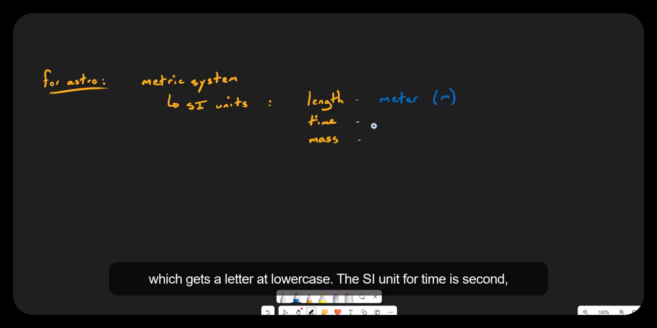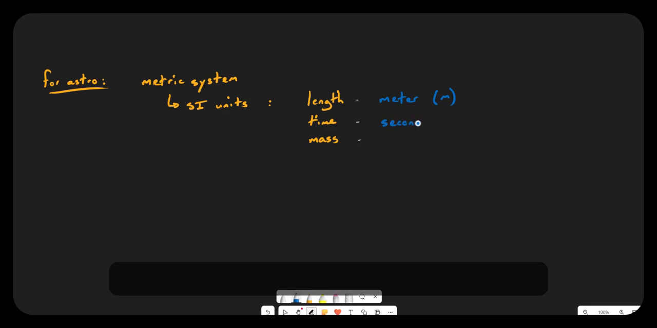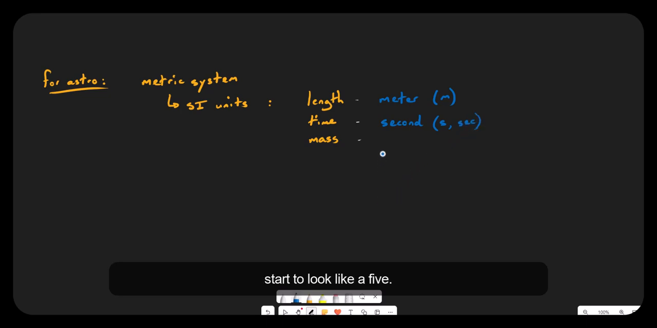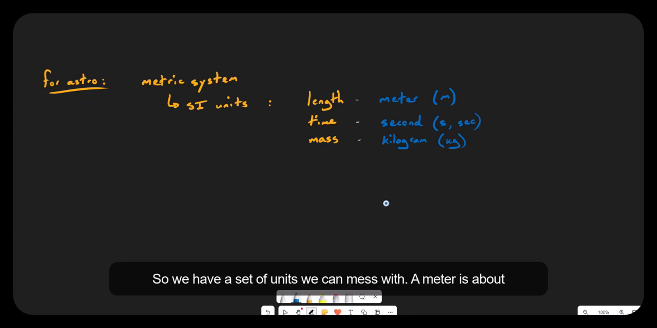The SI unit for length is the meter, which gets a letter M, lowercase m. The SI unit for time is a second, which gets a lowercase s, or sometimes SEC, just because an S can start to look like a 5. And for mass is the kilogram, kg. So we have a set of units we can mess with.